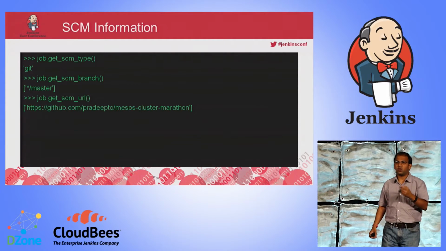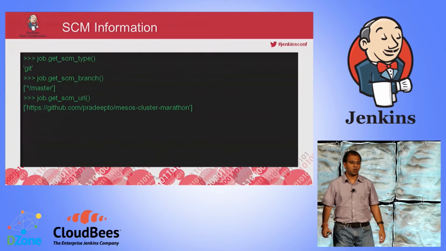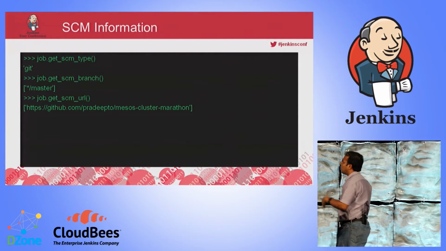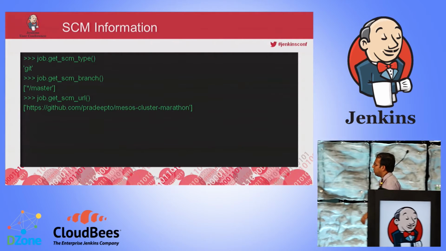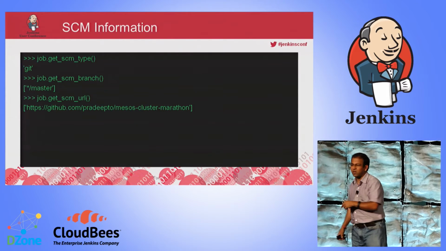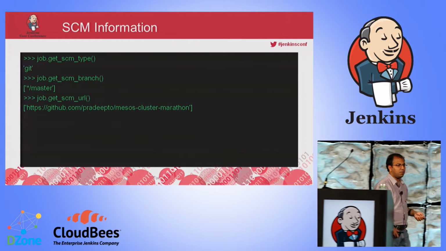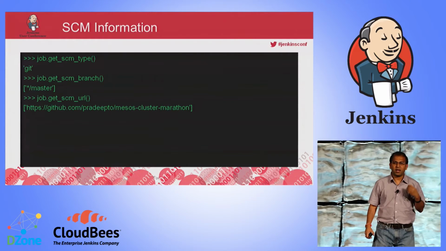There are times when you need to figure out what kind of source control management you are using. You can very easily do that just by simple methods. I did not show it, but I'll talk about it. There is this method called modify SCM branch. You can technically change the branch.